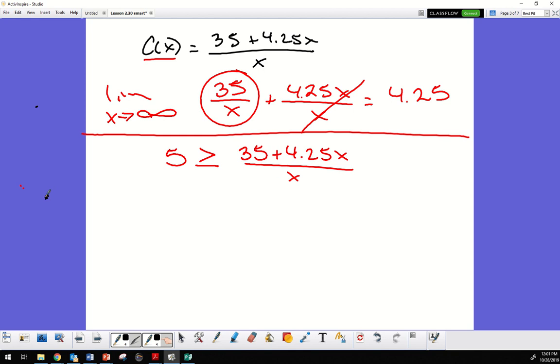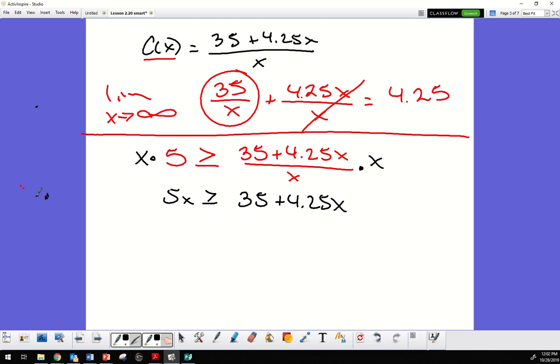Multiply both sides by x, which is my common denominator. I only have one denominator here, so I'm going to multiply both sides of this by x. Five x, 35 plus 4.25x.